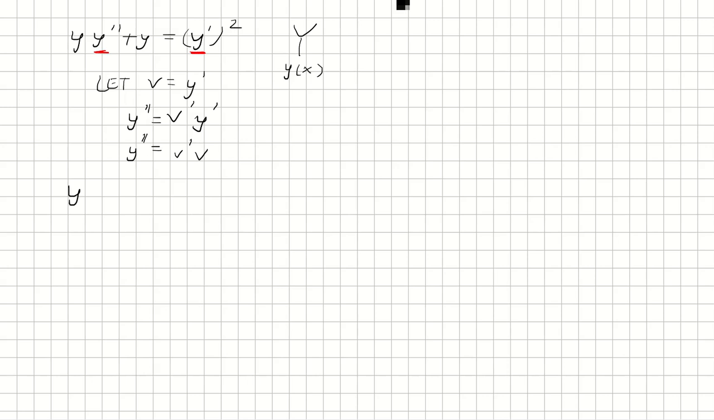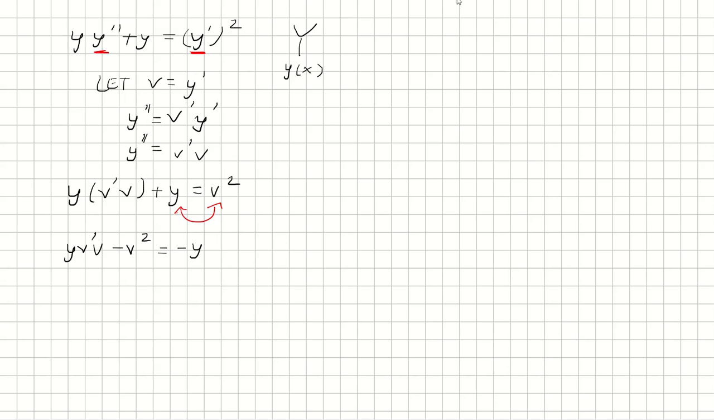I have y times y double prime, which is v prime v, plus y, and then y prime squared is just v squared. The next step, I'm going to switch the y and the v squared. So I get y v prime v minus v squared is equal to negative y.